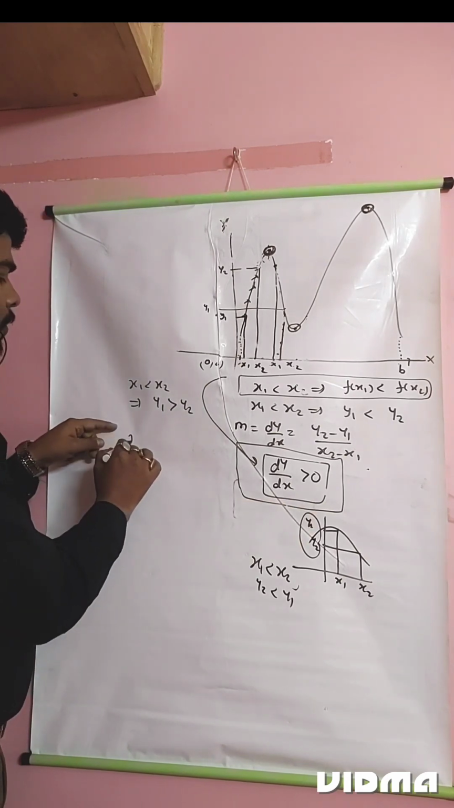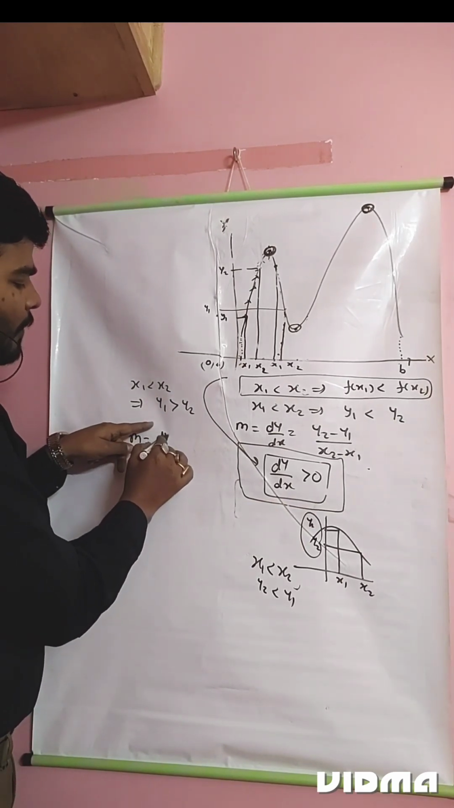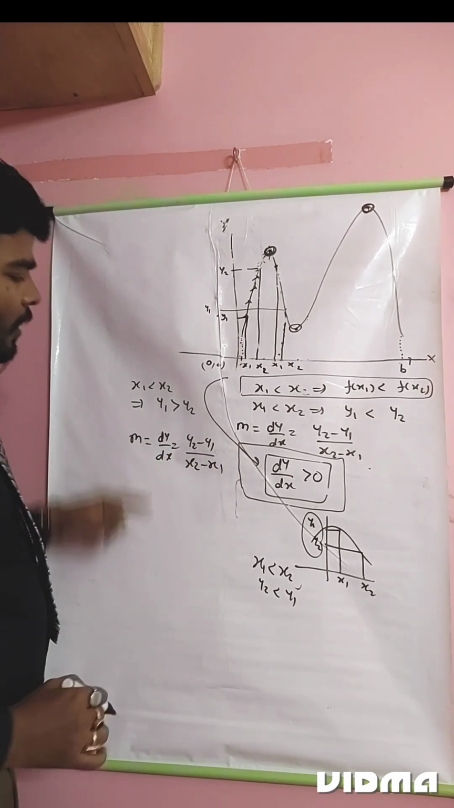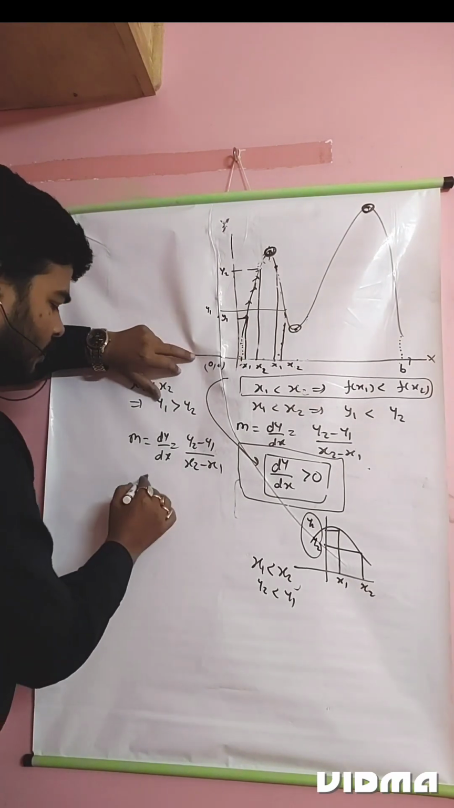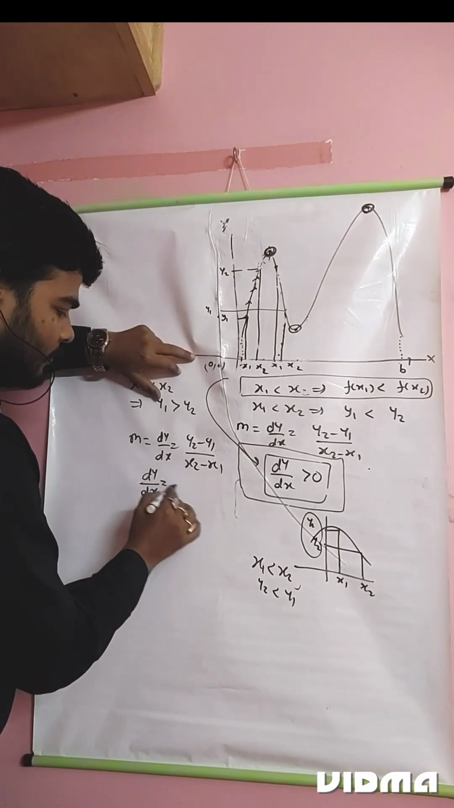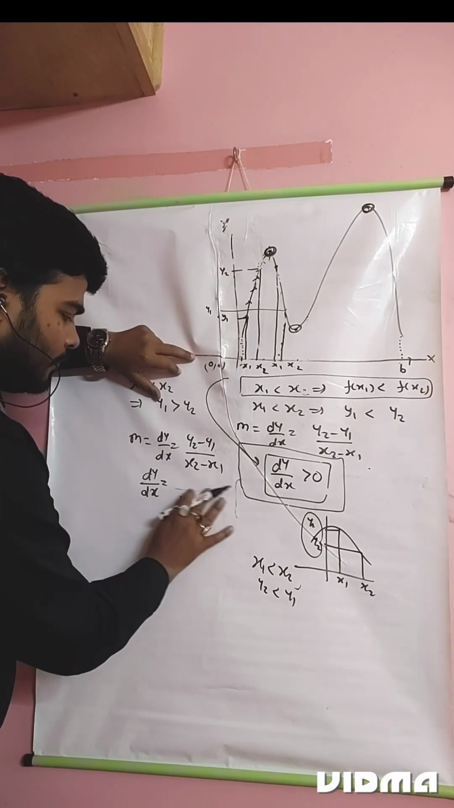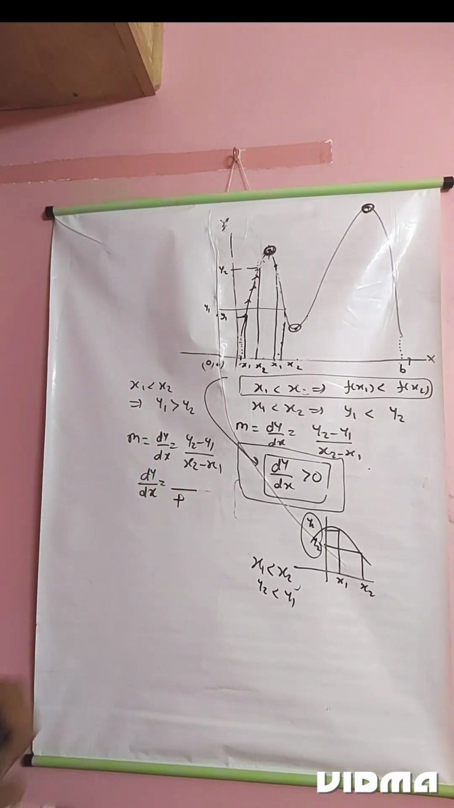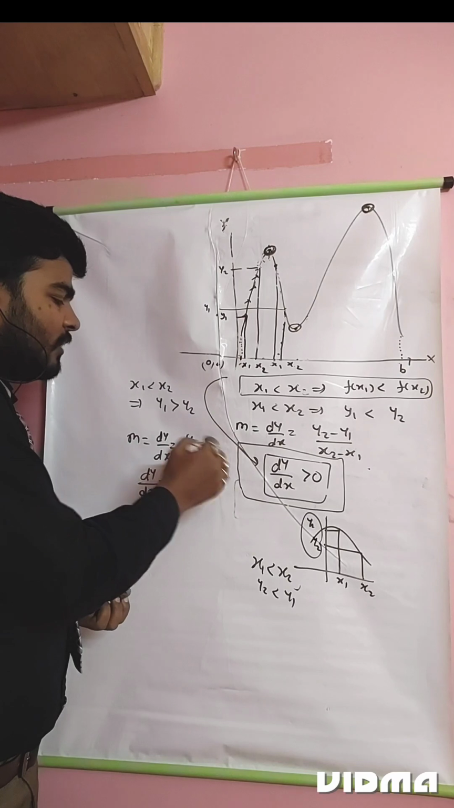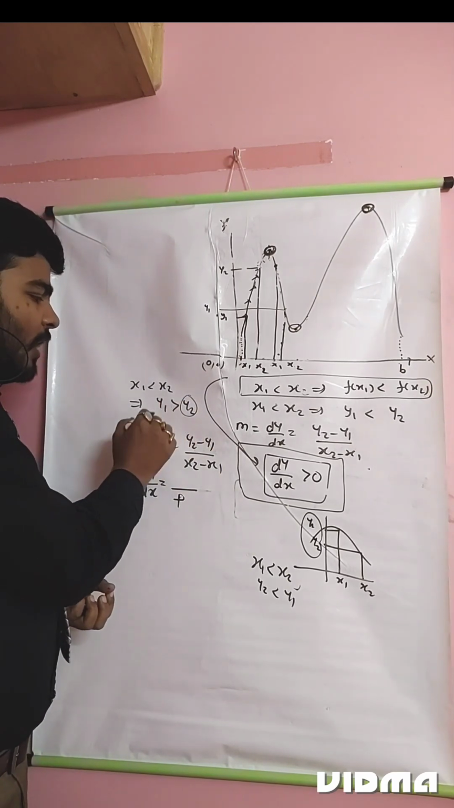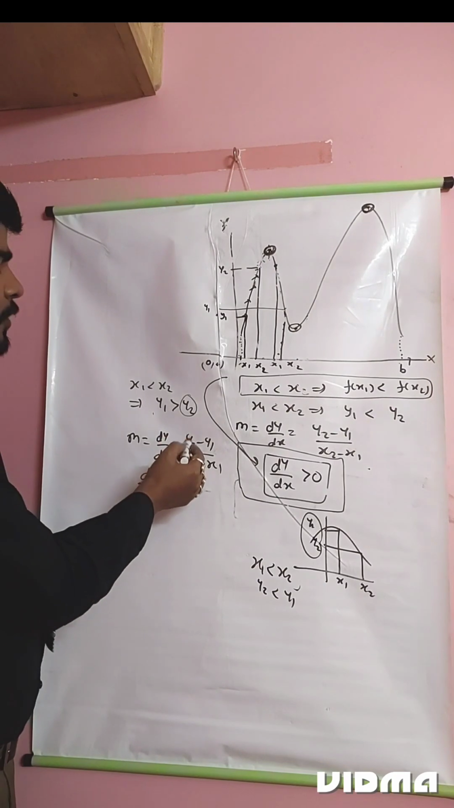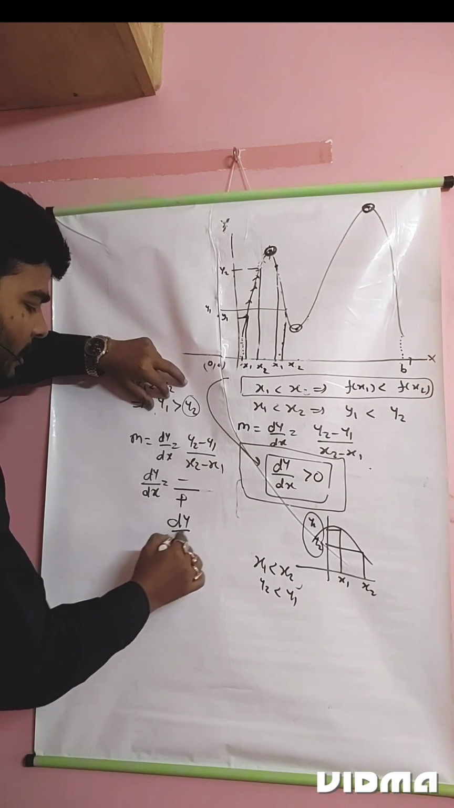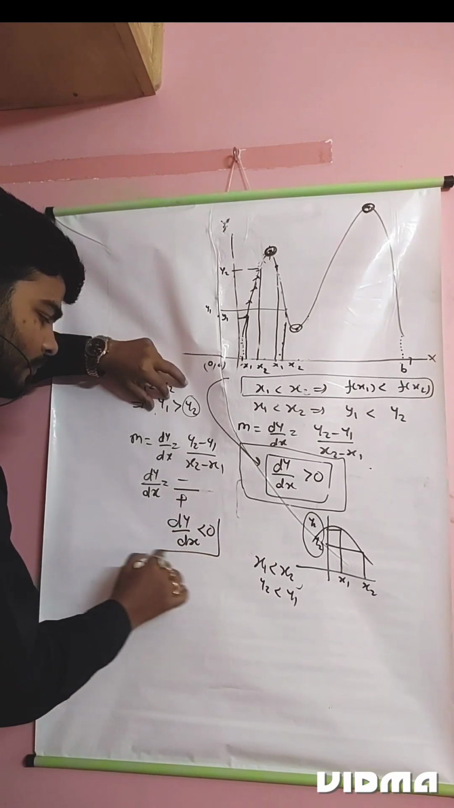So, what is the slope? The slope dy by dx is equal to y2 minus y1 upon x2 minus x1. According to our relation, x2 minus x1 is positive because x2 is greater than x1. So, this is positive. And since y1 is larger than y2, the difference y2 minus y1 is negative because y2 is smaller than y1. So we can say that here dy by dx is less than 0.